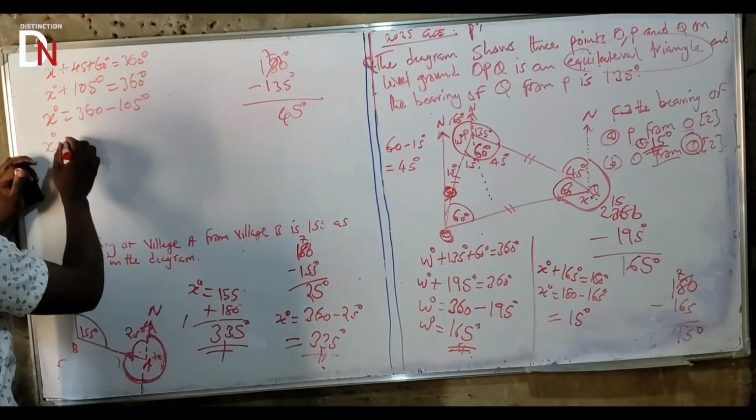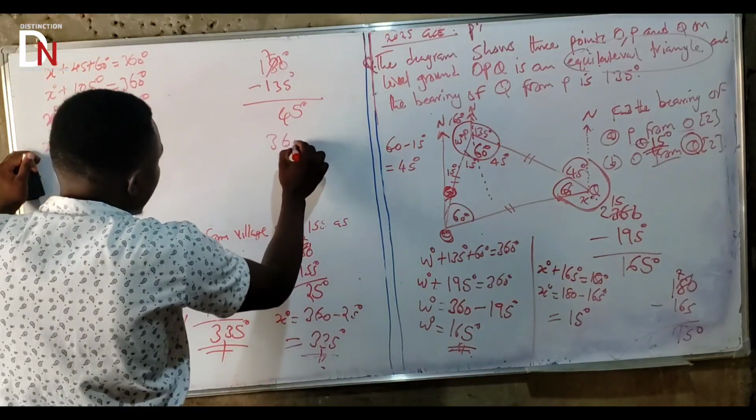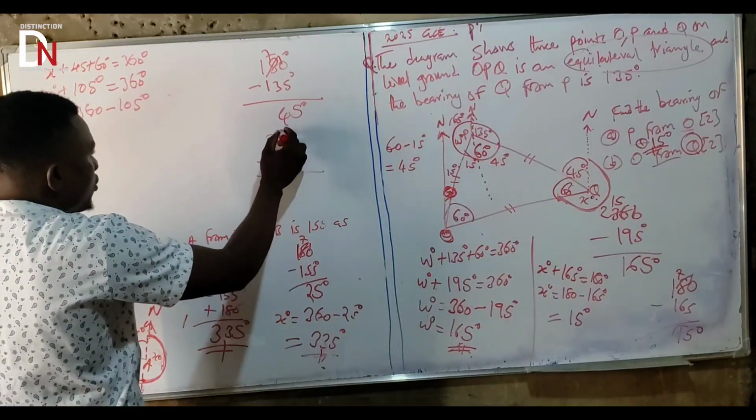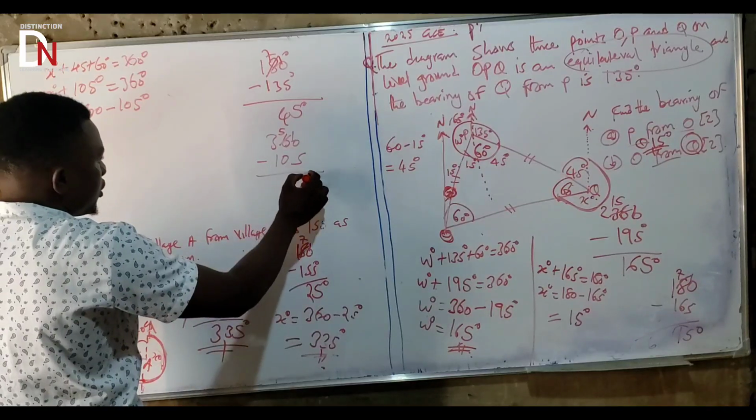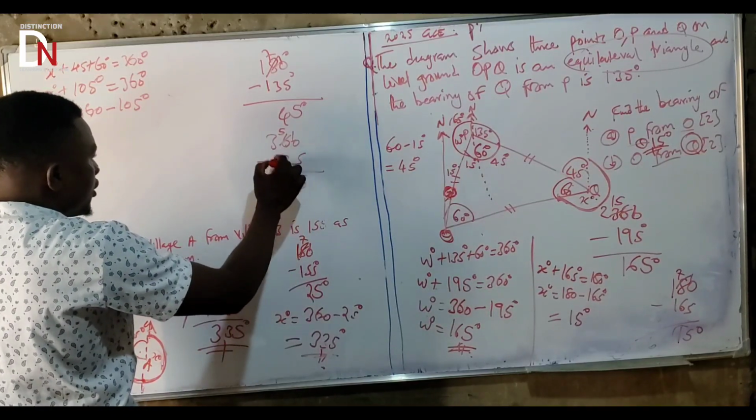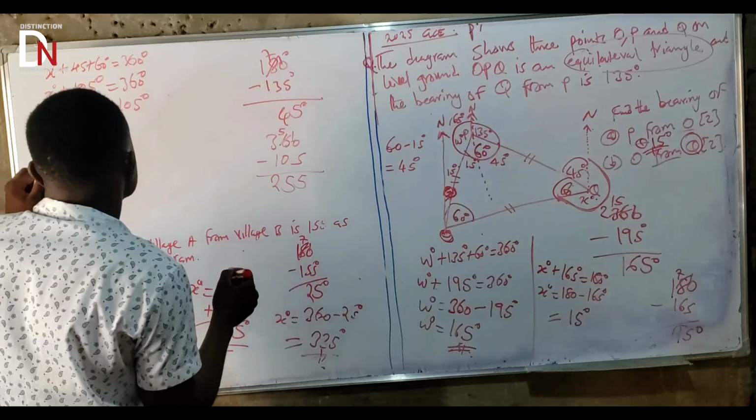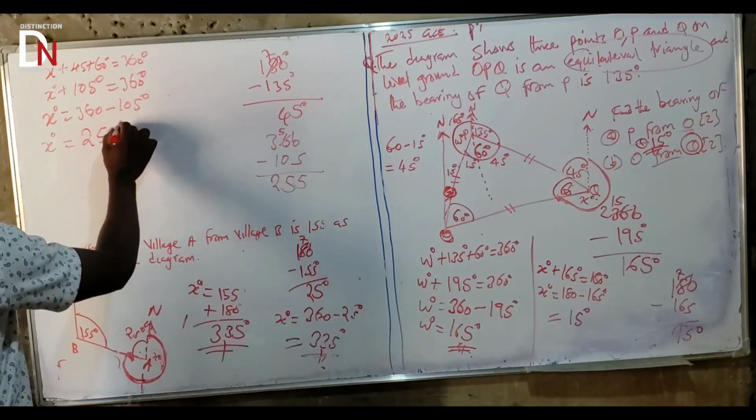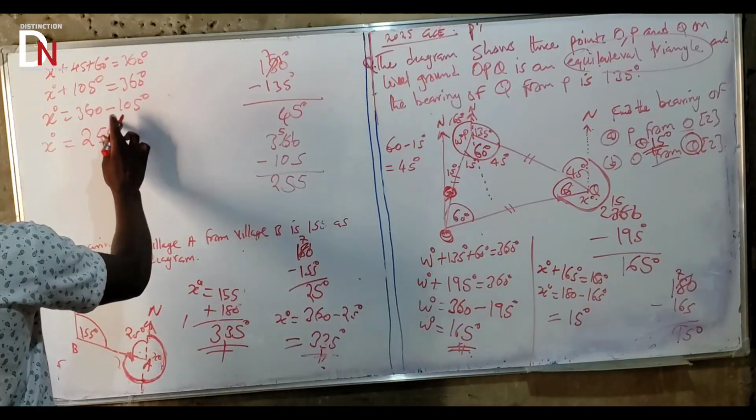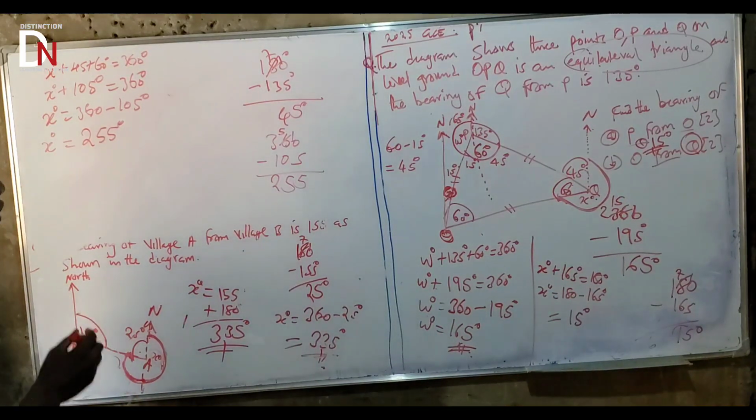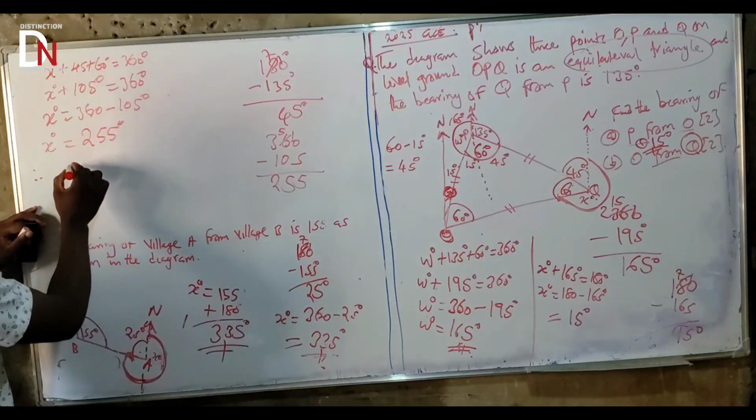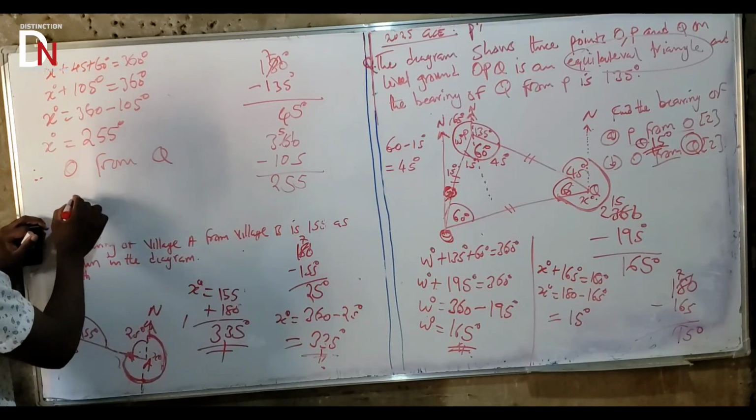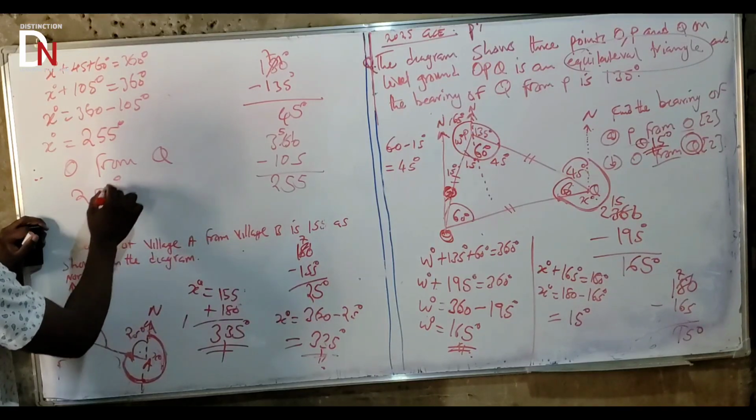x degrees is equal to, for the sake of learning, remember, no calculator. So this becomes 5, 10, this is 5, this is 5, this is 2, 3. And this is 255. Great, so you should confirm that you get 255. Therefore, the bearing of O from Q is what? 255 degrees, like that.